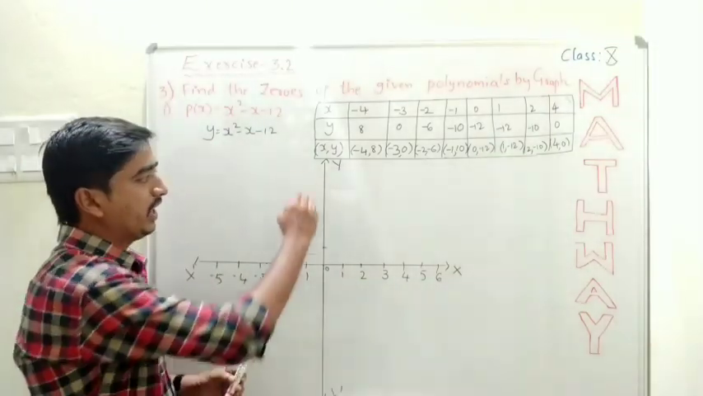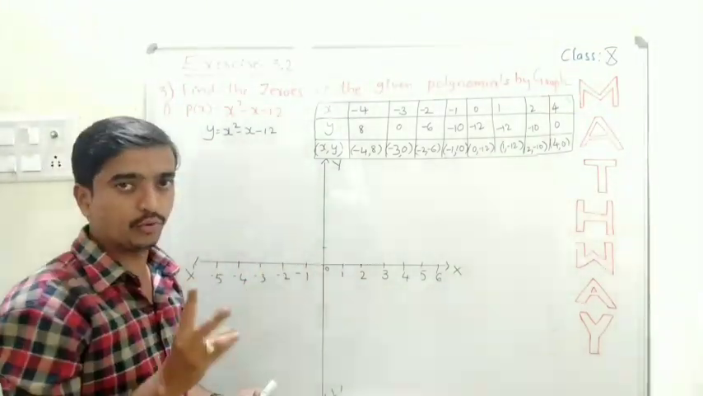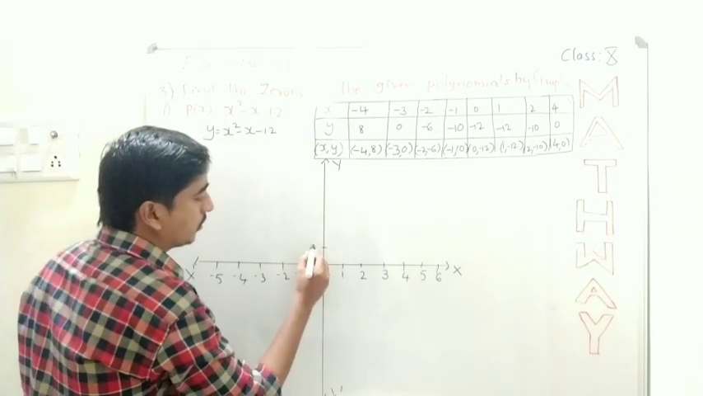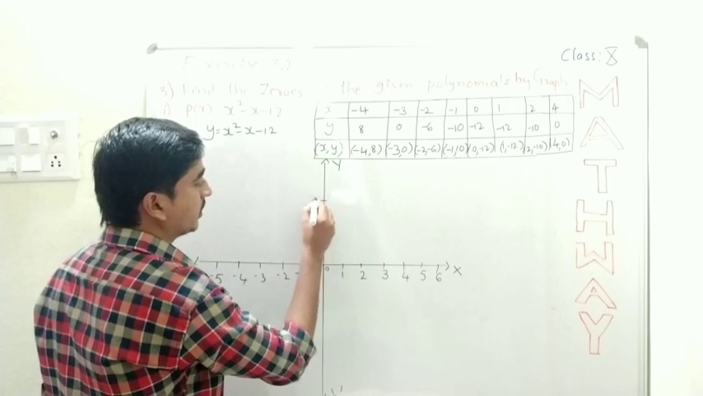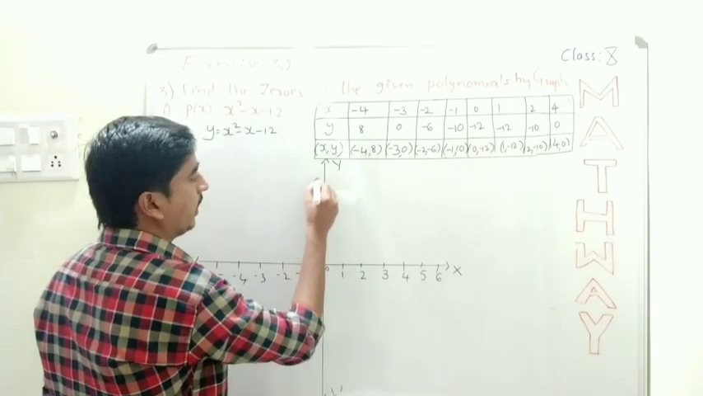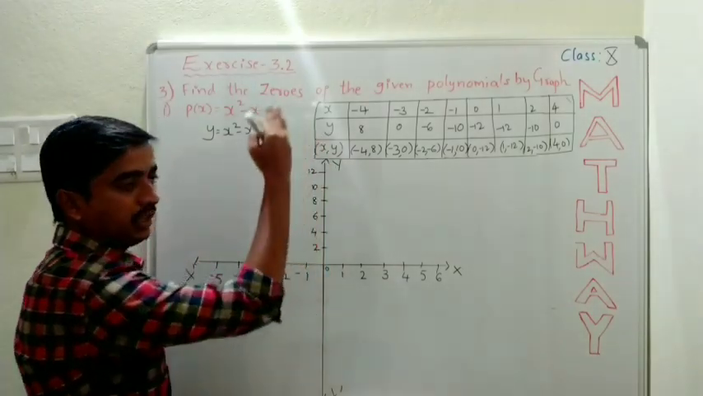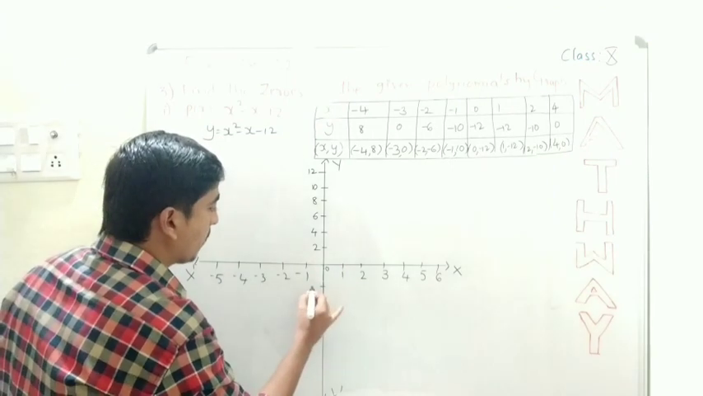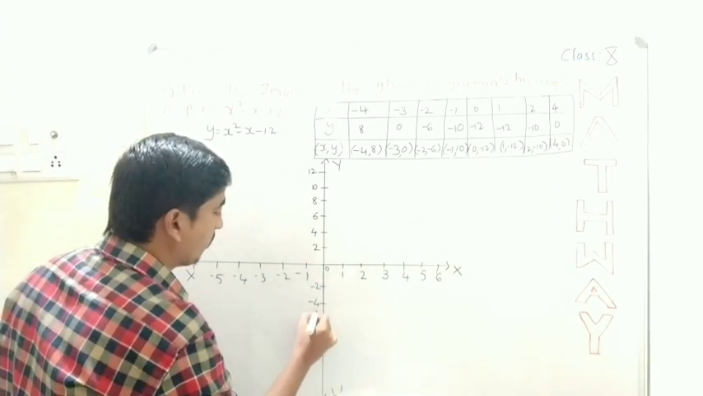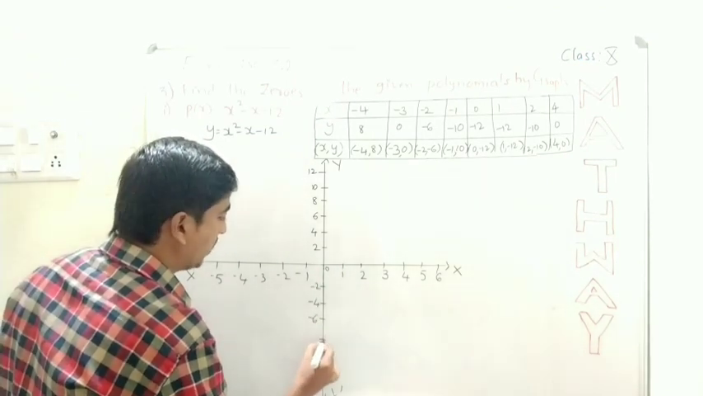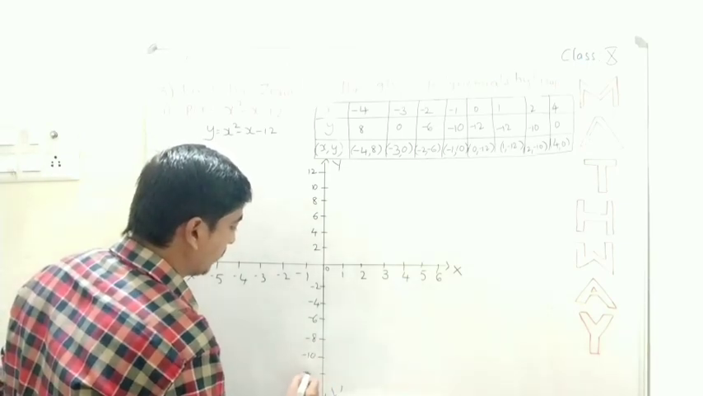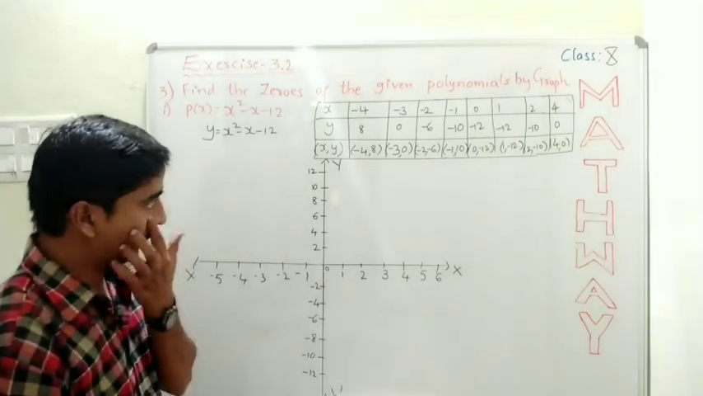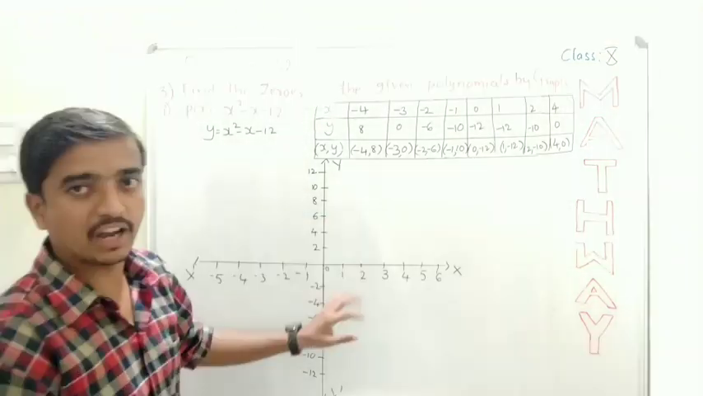So it is better to take the y-axis each unit as 2 units. It is 2, 4, ... minus 10, minus 12. It's continuous. Now plot these points on this graph.